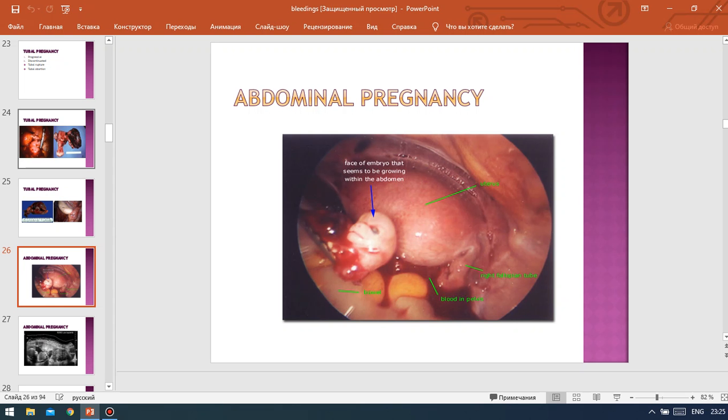If we have a big pregnancy, we have a very high risk of bleeding, and during cesarean section we need to have so many specialists, surgical surgeons.